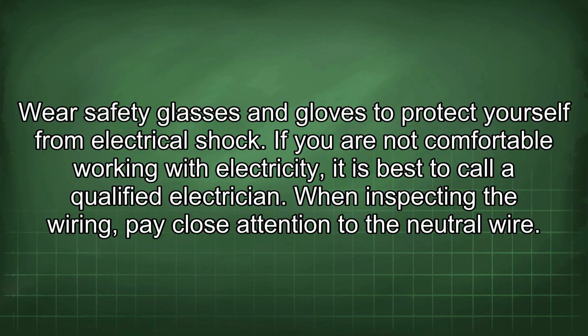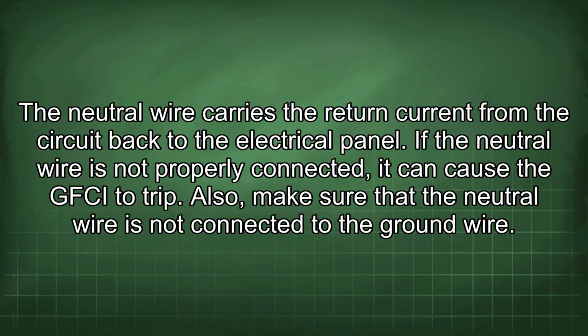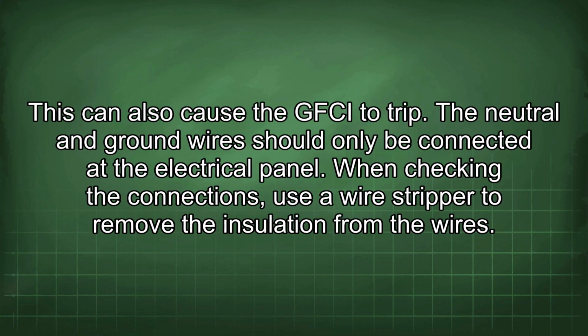When inspecting the wiring, pay close attention to the neutral wire. The neutral wire carries the return current from the circuit back to the electrical panel. If the neutral wire is not properly connected, it can cause the GFCI to trip. Also, make sure that the neutral wire is not connected to the ground wire. This can also cause the GFCI to trip. The neutral and ground wires should only be connected to the electrical panel.